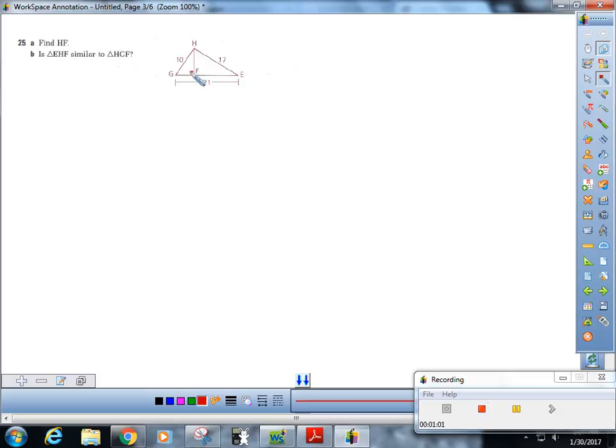So we do know, I don't know if you can see that's a right angle. So the only thing I can do to find HF, which is x there, is I can just use Pythag. X squared plus, oh dear, never mind. All right, well, let's call this y, okay? X squared plus y squared equals 17 squared, okay?